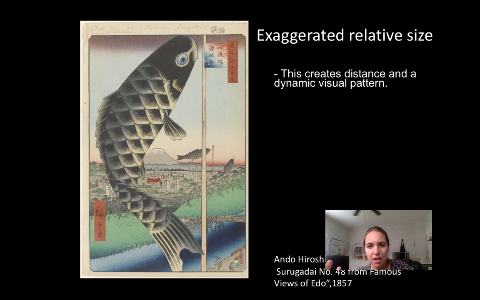Exaggerating relative size just creates a lot more depth. So if you wanted to exaggerate, this fish is really, really, really big, so it feels like it's super close to our eyes. It's right up against that picture plane. And then these are much, much smaller, so they seem way, way farther away. And we know that mountain is really far away because the mountain is way bigger than a fish usually. Since it's so small, we know it's really far away and the fish is up close.